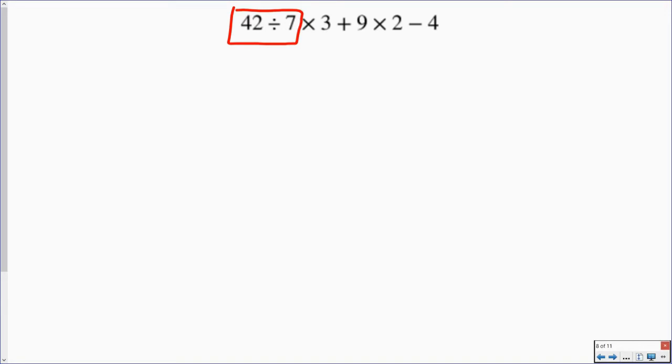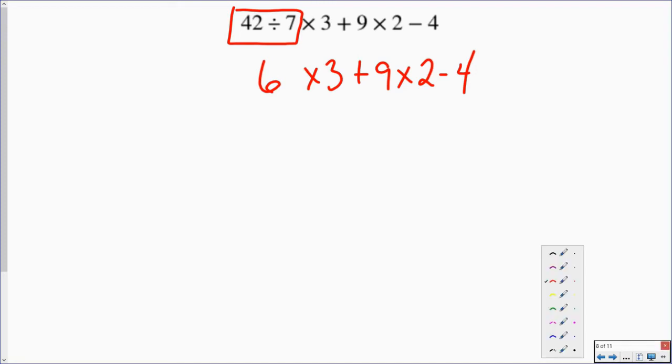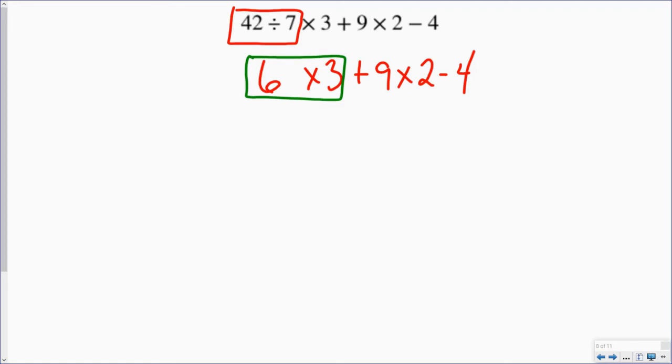And so I'm going to write that. And then multiplied by 3 plus 9 multiplied by 2 minus 4. So again, the only thing I changed was 42 divided by 7. The second part I'm going to look at here is my multiplication. Well, here's multiplication. 6 multiplied by 3 is 18. So then plus 9 multiplied by 2 minus 4.